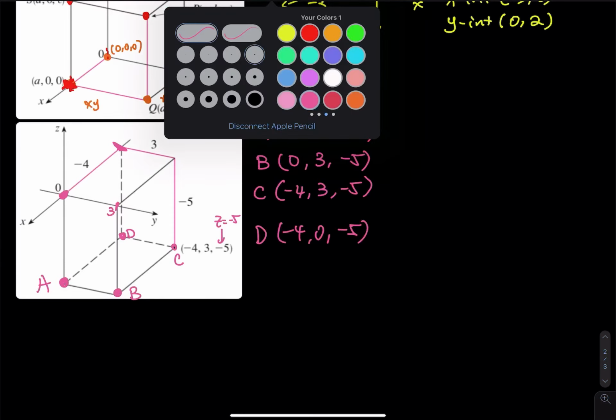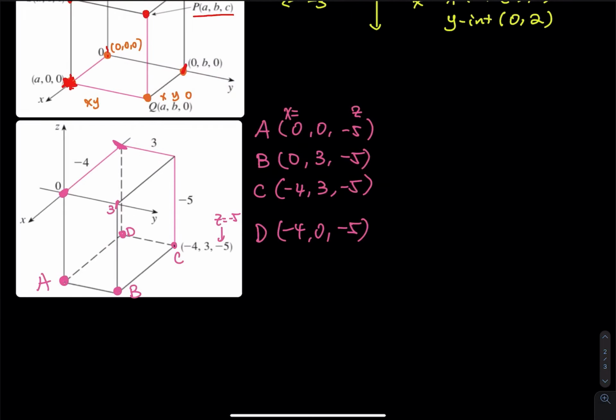Okay, let's switch color. What should I use? Let's use purple. And then we also have 4 points on top. So let's label these 4 points. Let's call this E, and then we call this F, and then we call this G, and then we call this H. E is easy. E is all 0 because E is at the origin, right?